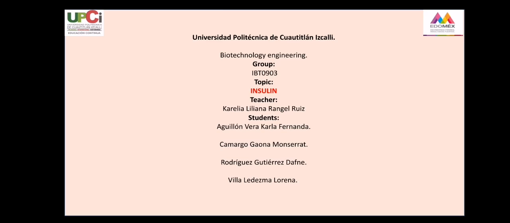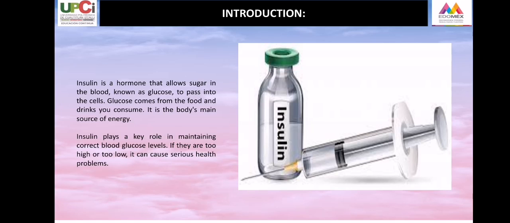Here is a bit about insulin. Introduction. Insulin is a hormone secreted by the pancreas, a hormone involved in carbohydrate, lipid, and protein metabolism. Insulin secretion decreases the action of insulin in tissues. Insulin is a hormone that helps glucose pass into cells.